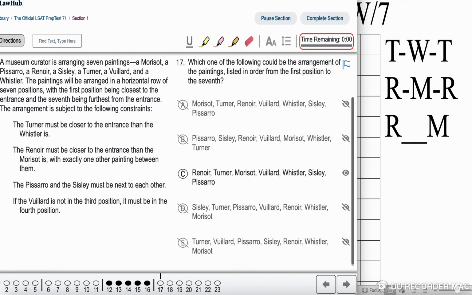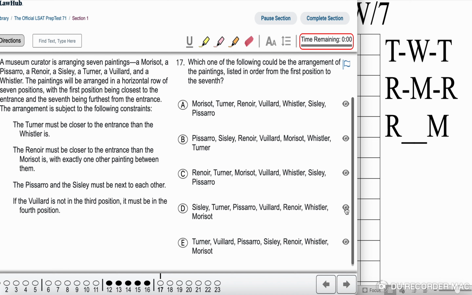So keep in mind, closest to the entrance is the first, and the furthest away is going to be the 7th. Let's do this really quickly. T needs to be closer to the door than W. So let's look for W closer than T, and here it is the same.